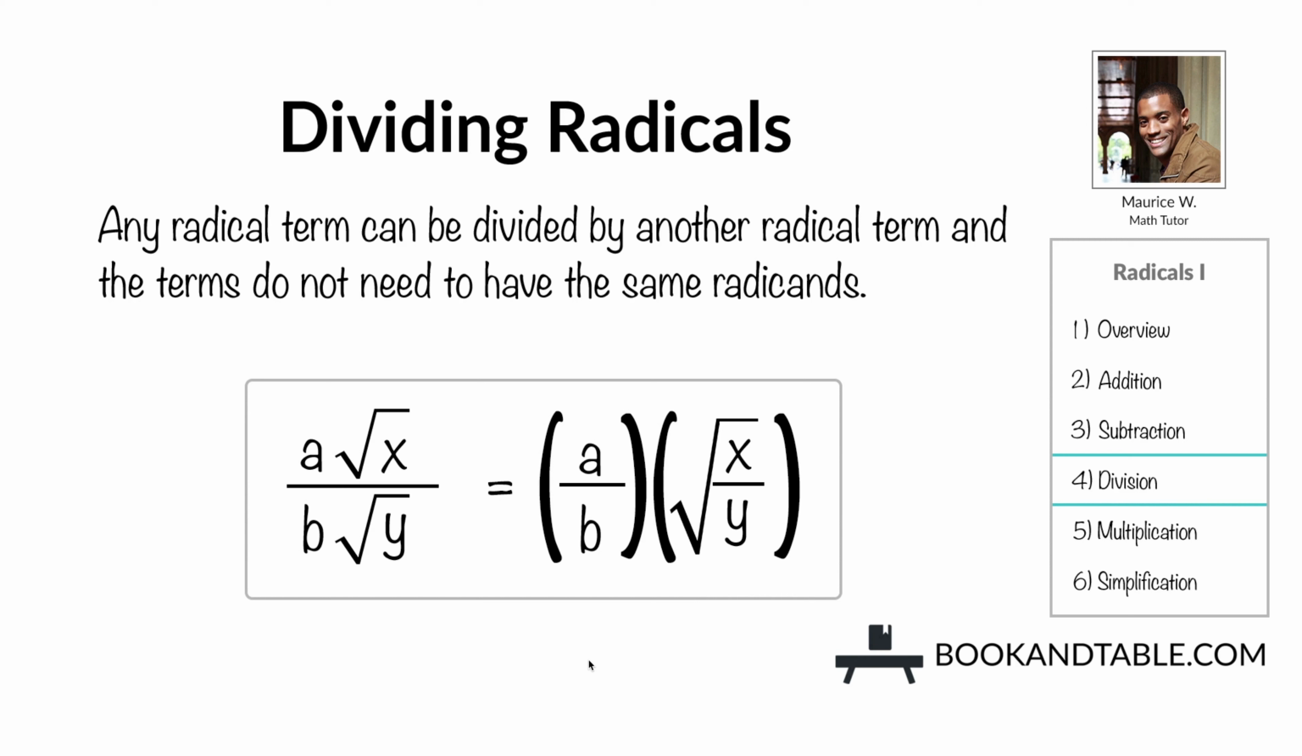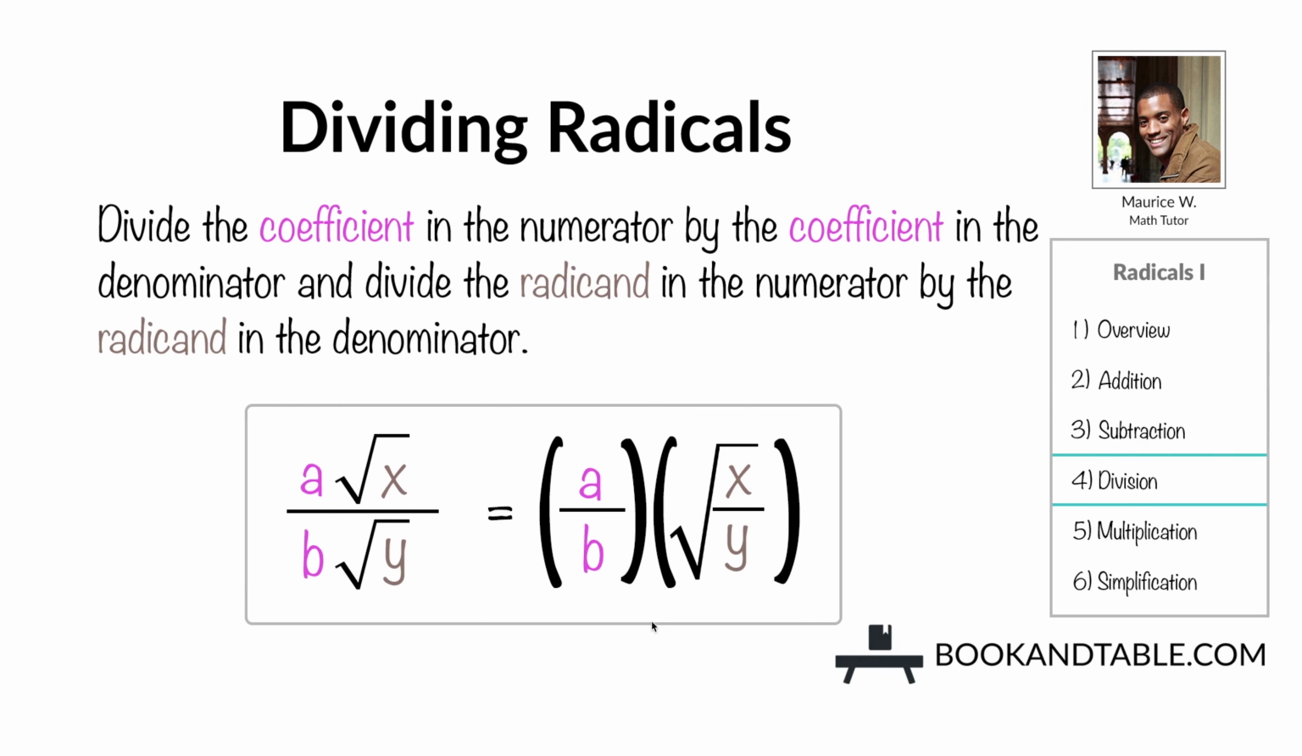Any radical term can be divided by another radical term, and the terms do not need to have the same radicands. So a radical x divided by b radical y is equal to a over b times the square root of x over y. So what this shows is, in order to divide radicals, you divide the coefficient in the numerator by the coefficient in the denominator, and you divide the radicand in the numerator by the radicand in the denominator. You do this for any radical terms, regardless of what the radicands for each term are.